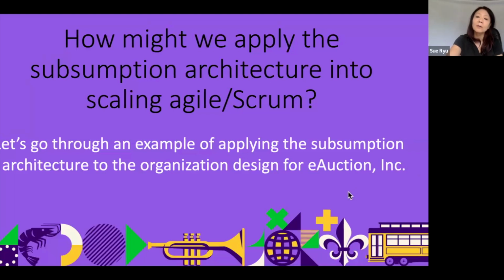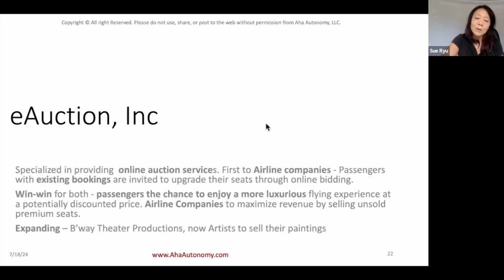So how might we apply the subsumption architecture to scaling and Scrum? What I'm going to do is go through an example of applying subsumption architecture to organizational design for a company called eAuction. So let's go through that. Let me just give you a brief overview of the eAuction company.